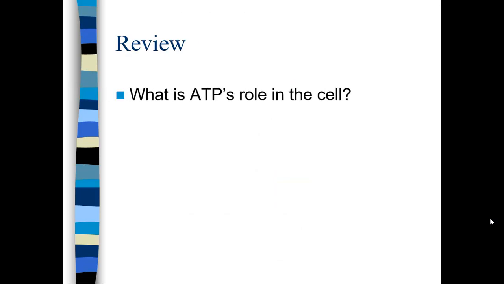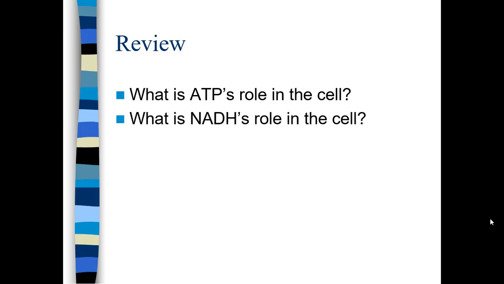So let's review. What's ATP's role in the cell? Well, ATP is the energy currency of the cell. This is how energy is distributed throughout the cell. Once energy is depleted, ATP is converted to ADP, and then ADP is regenerated to ATP through the electron transport chain. NADH's role in the cell is just an electron carrier. It carries electrons to the electron transport chain so they can be converted into energy-rich ATP.